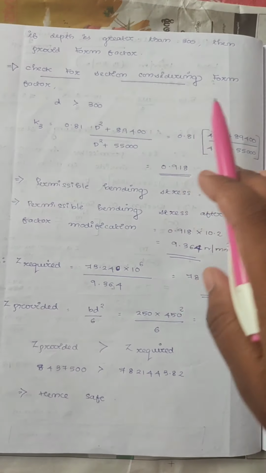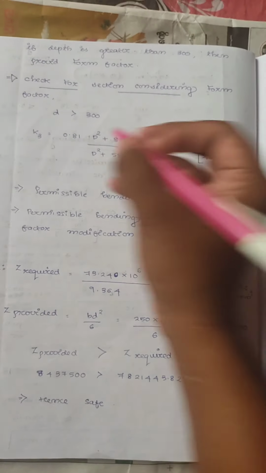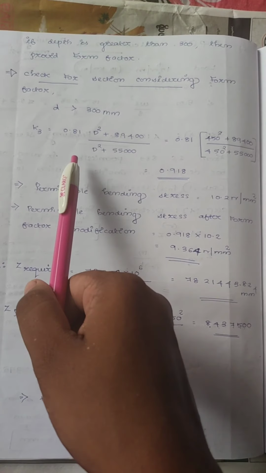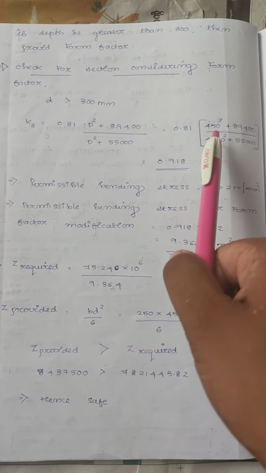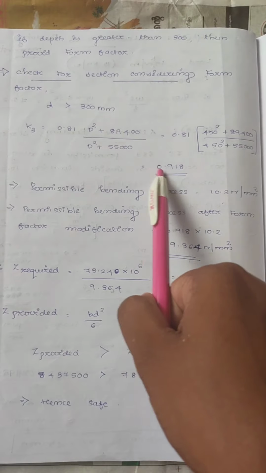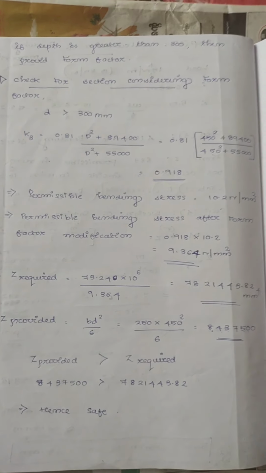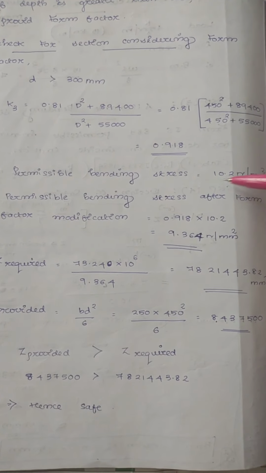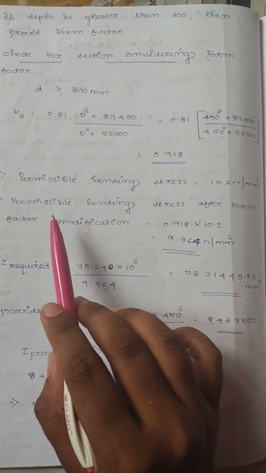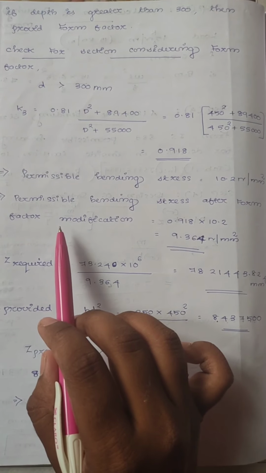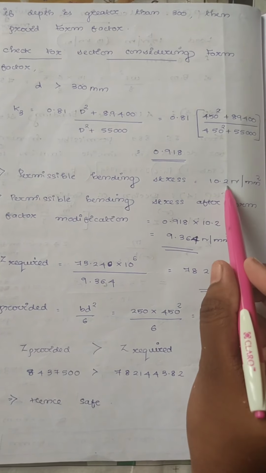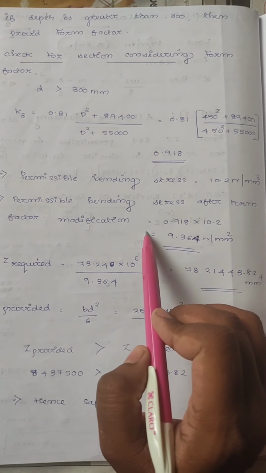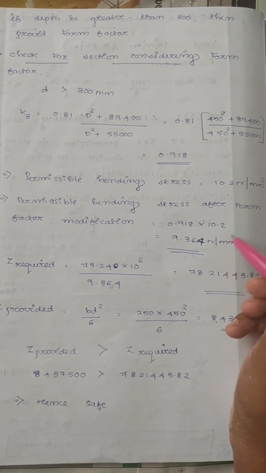So this is the check for section considering the form factor. Our D is greater than 300 mm. So the equation for K3 from IS code is obtained, and we substitute the value for D, and we have obtained K3 is equal to 0.918. Then we know the permissible bending stress which we have obtained from IS code is 10.2 Newton per mm square. Then for the permissible bending stress after form factor modification, we have to multiply this 10.2 with this 0.918. Then we will get the permissible bending stress after form factor modification. It is 9.364 Newton per mm square.